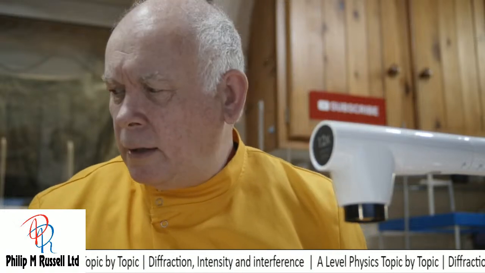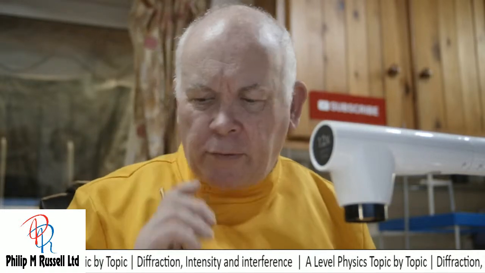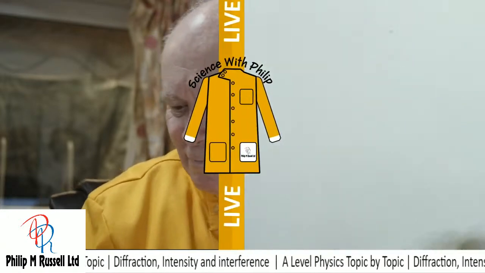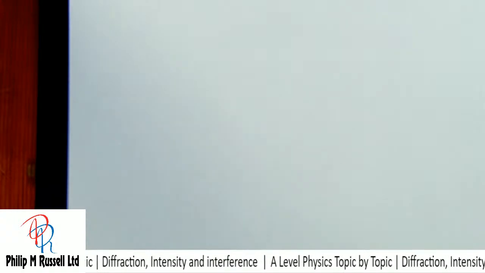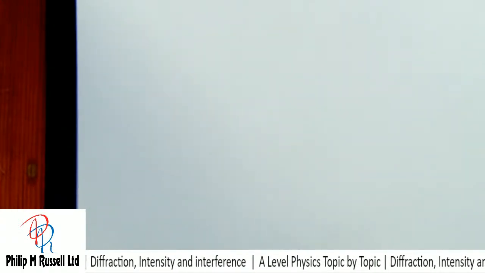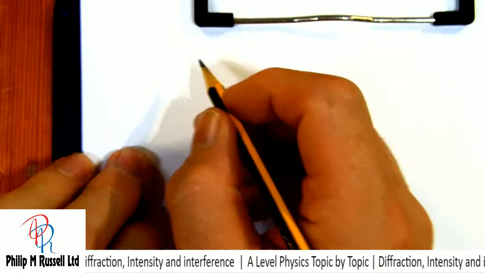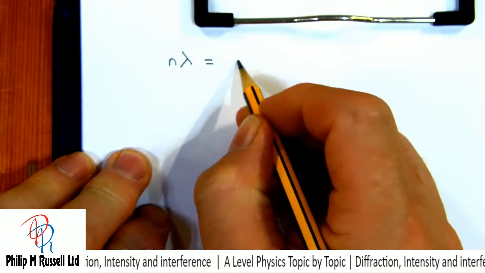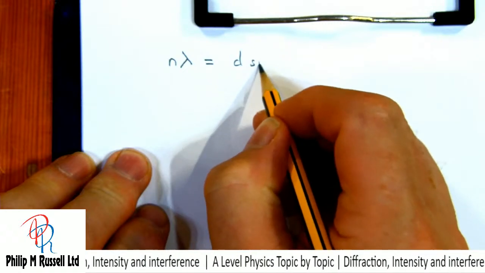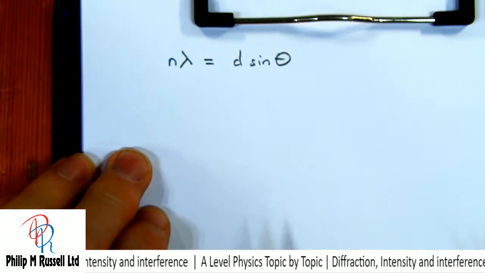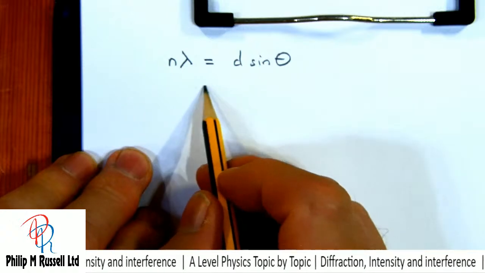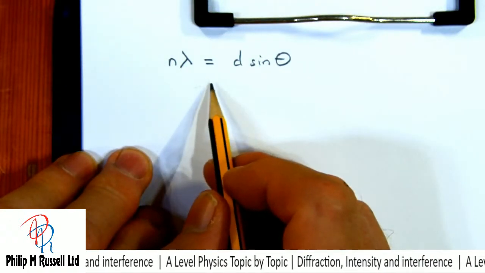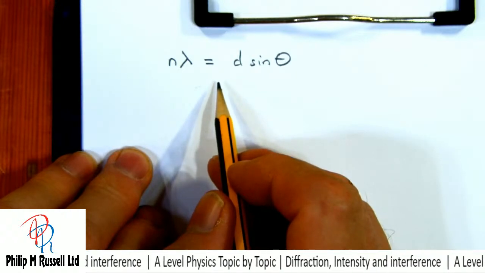Right, so diffraction grating then. We're getting some sort of pattern produced and we're getting colours going on, and we've got a formula that can help us with this. N lambda equals d sine theta. Here theta is the angle between the original direction of the wave and the direction of the bright spot.